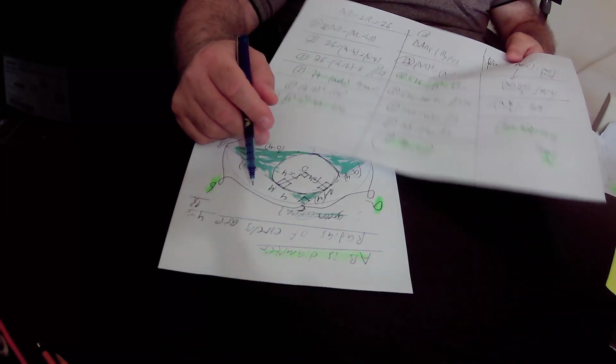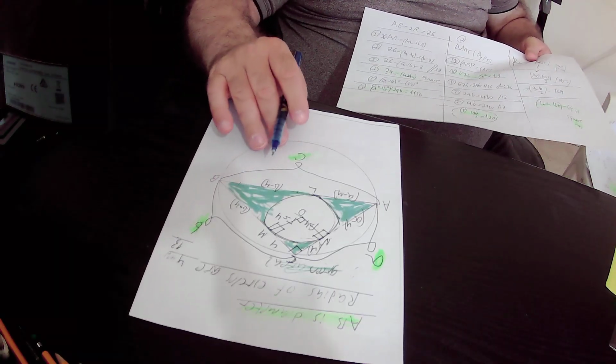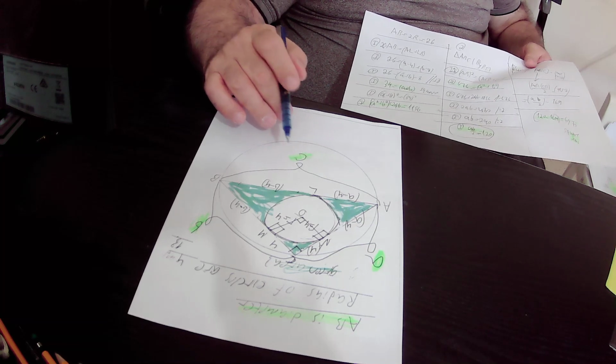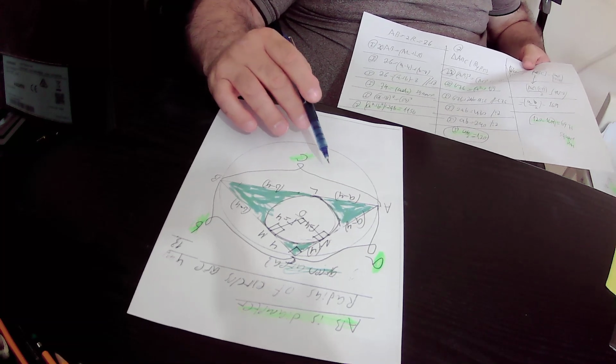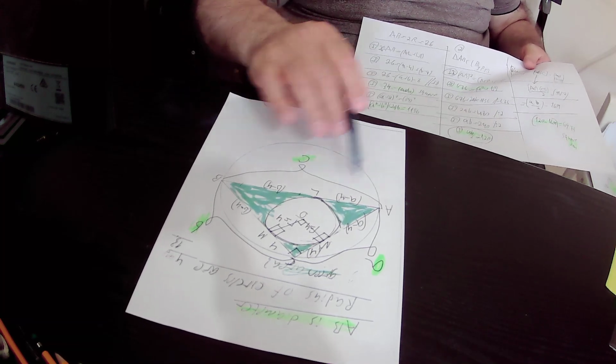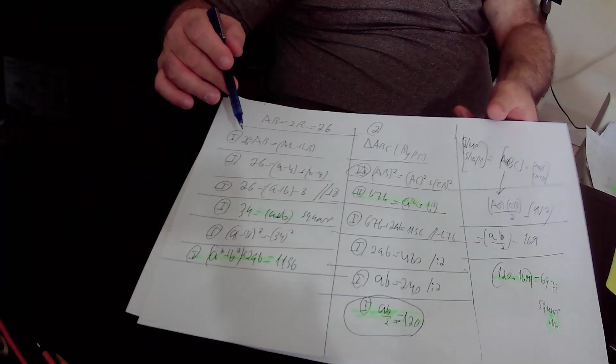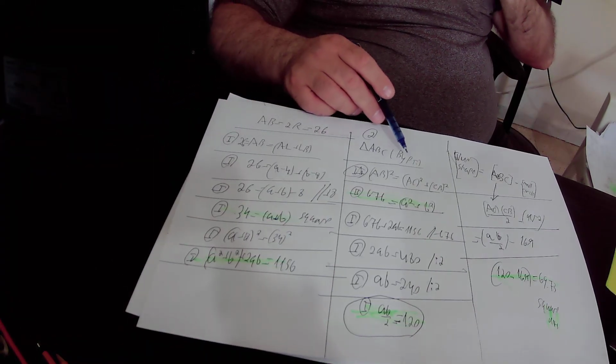Then we focus on the right triangle ABC. On the right triangle ABC, the square of the hypotenuse equals the sum of the squares of the perpendiculars. This is to say AB squared equals AC squared plus CB squared.